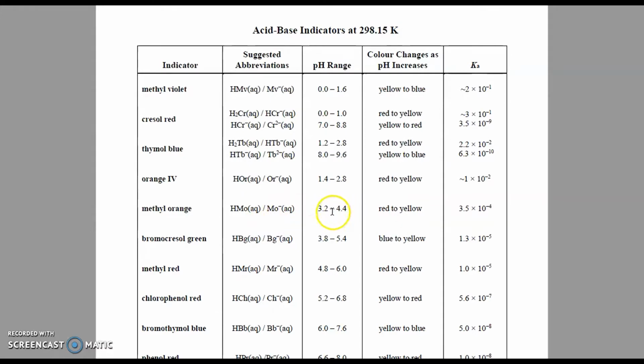We can have some solutions that end up in the middle of the range. So let's say that we have some unknown solution that has a pH of 3.7. Well, that's in between 3.2 and 4.4. So all that really is going to mean is that I'm going to have a little bit of red and a little bit of yellow mixed in. And so I should see an orange color for that solution, because a little bit of red mixed with a little bit of yellow is going to give me orange. And that's really it.